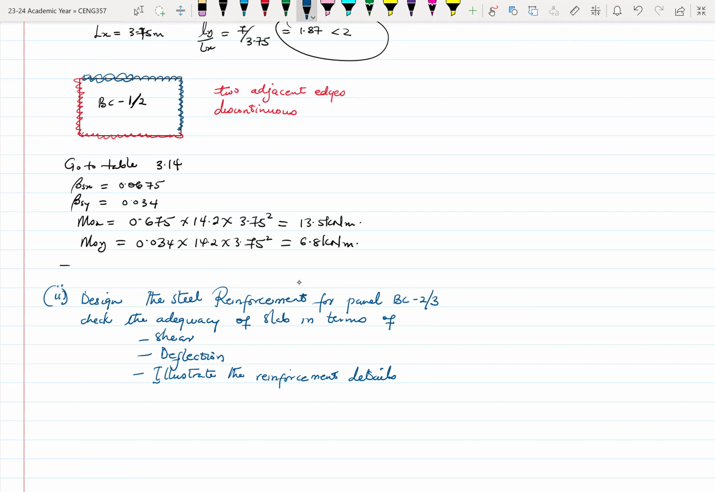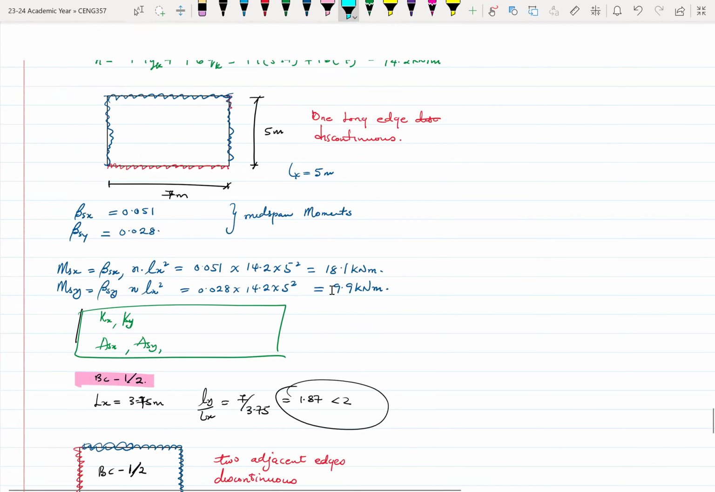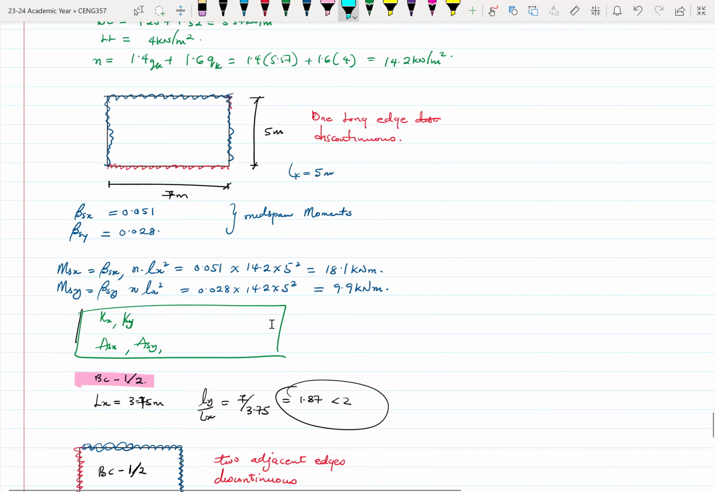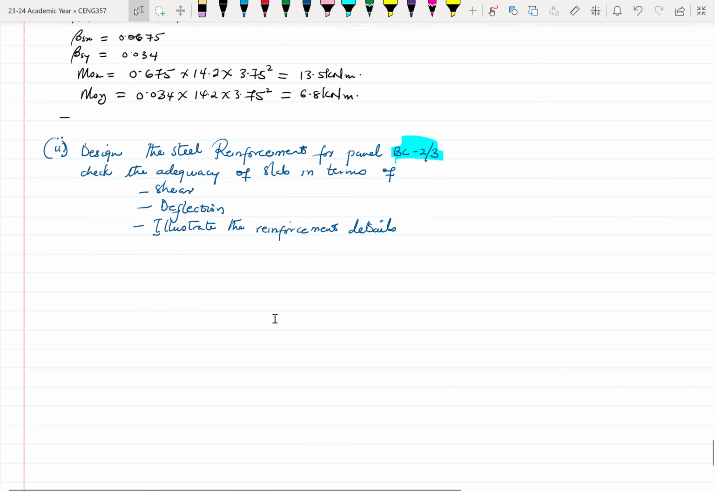Okay, great. So now we are looking at panel BC23. I think this is supposed to be the shaded portion over here. So let's design it. If you look at panel BC23, you will see that it is continuous on all sides. Because it is continuous on all sides, we call that an interior panel.